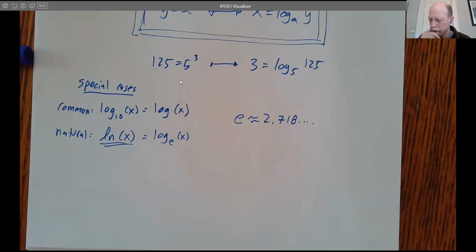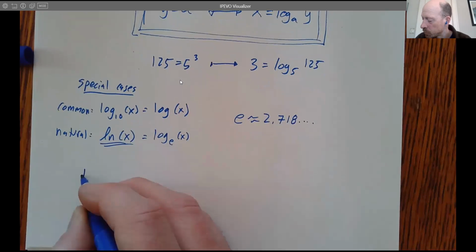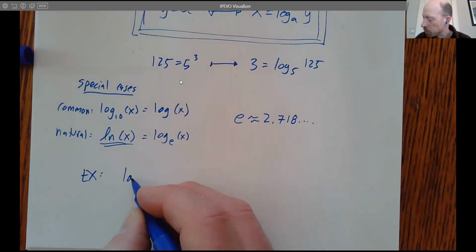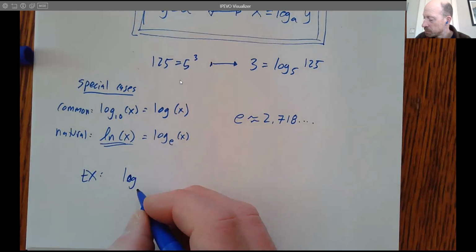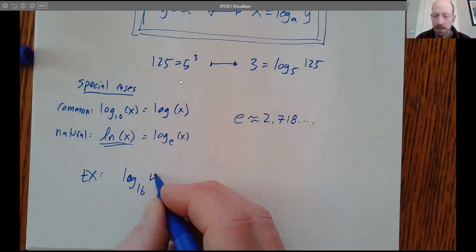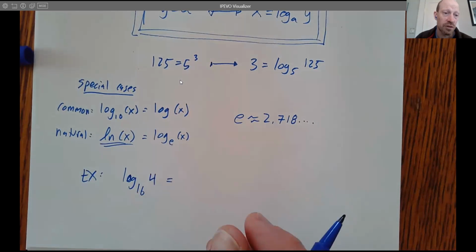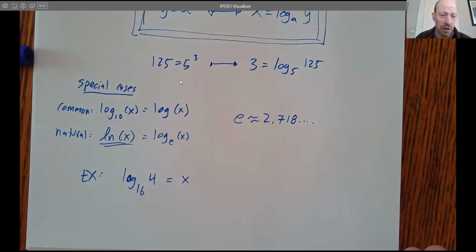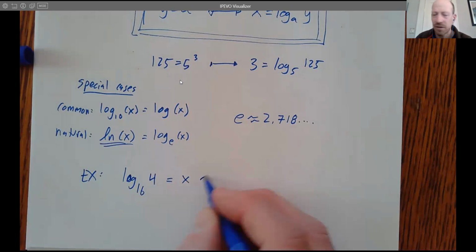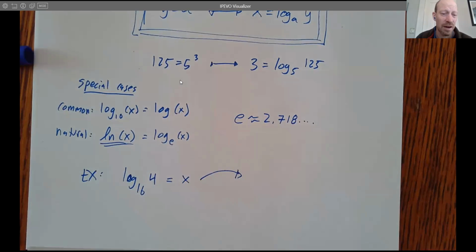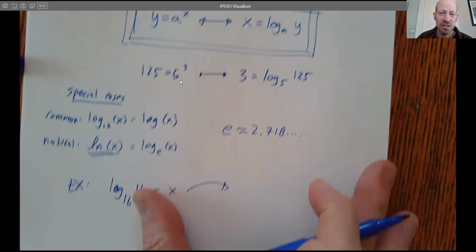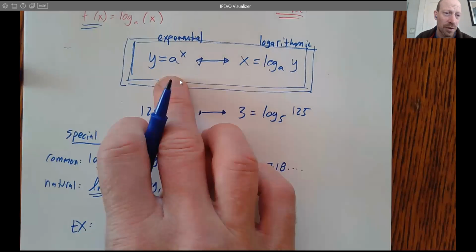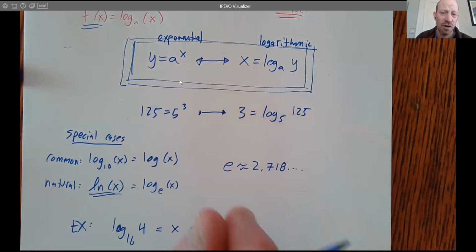So if you want to find some logarithms, like the log base 16 of 4, there are some problems in the homework like this. What you do is you say, okay, let's let that equal x. I don't know what it equals, so I'm going to call it x. And typically, I don't really love working with logarithms, so I would much prefer to change this to its equivalent exponential form. And that's usually going to be easier for me to solve.